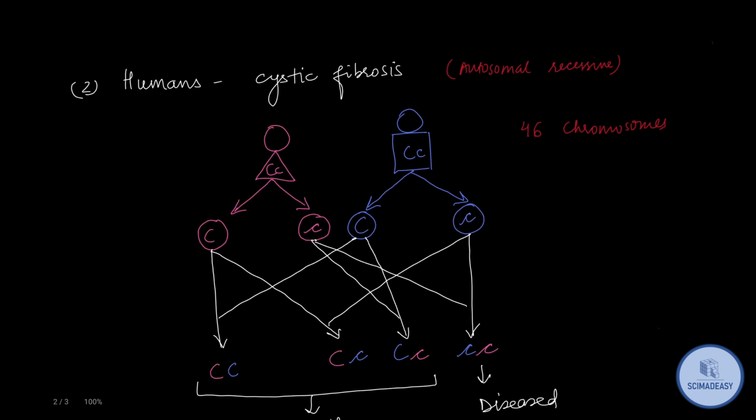Taking another example, in humans, cystic fibrosis, which is an autosomal recessive disorder. Humans have 46 chromosomes, meaning 23 pairs of chromosomes, out of which the 23rd pair is called the sex chromosome that defines whether you are a female with two X chromosomes or a male with one X and one Y chromosome. These are defined as X and Y chromosomes due to their shape.